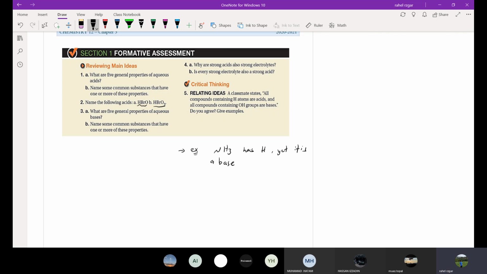We don't even see the OH. And yet it's a base. Same thing. And all compounds containing OH groups are bases.